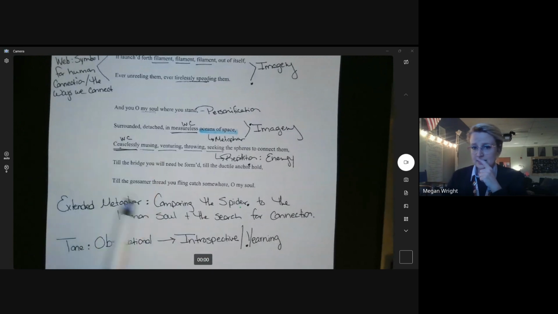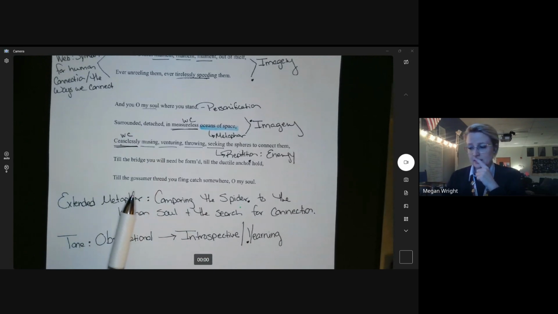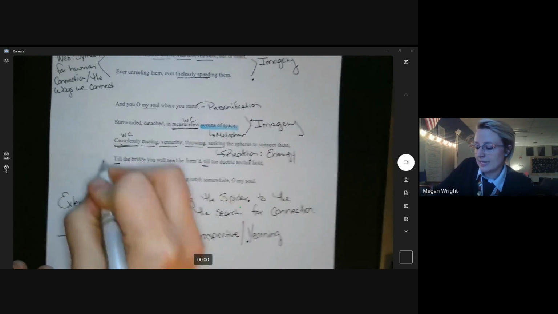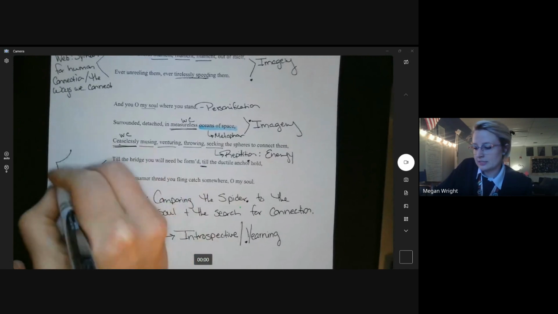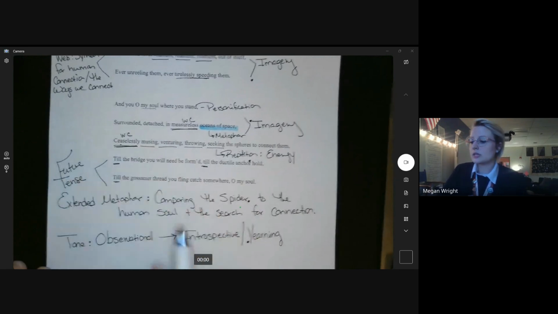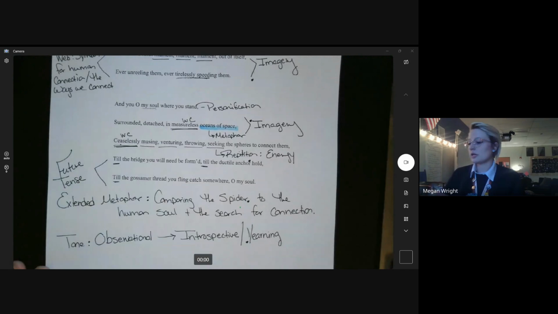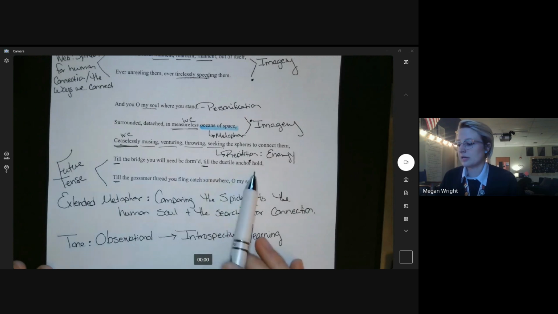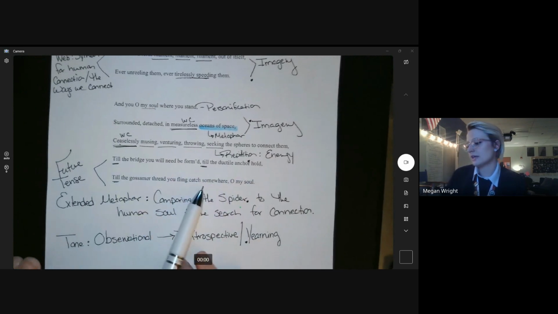Now, if we look at those last two lines in the second stanza, we notice that there's a repetition of the till here, and we have a change in the tense. So now we're in future tense, looking into the future: till the bridge you'll need be formed, till the ductile anchor hold, till the gossamer thread you fling catch somewhere.